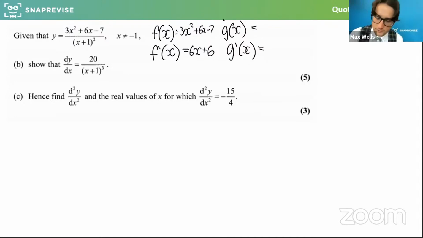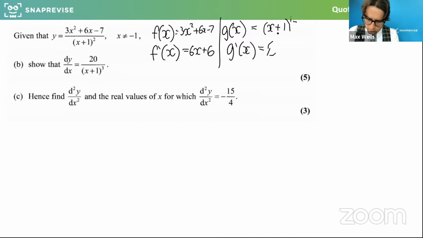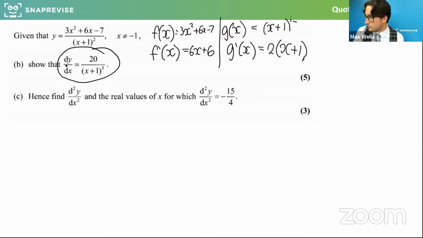But yeah, let's get this one done. This is a really good exam question to round this all off. So g of x, remember, was x plus 1 all squared. If I was to differentiate that, it would be 2 times x plus 1 to the power 1. Well done if you got that. There we go. And then what I can do is plug this into the quotient rule and hopefully end up with this. It's good because it's a show that.